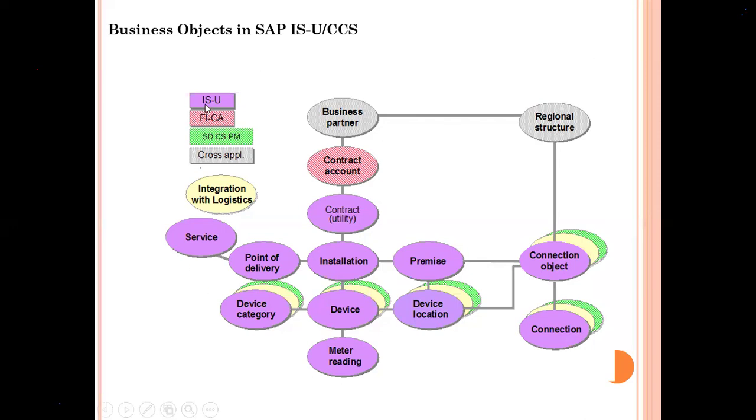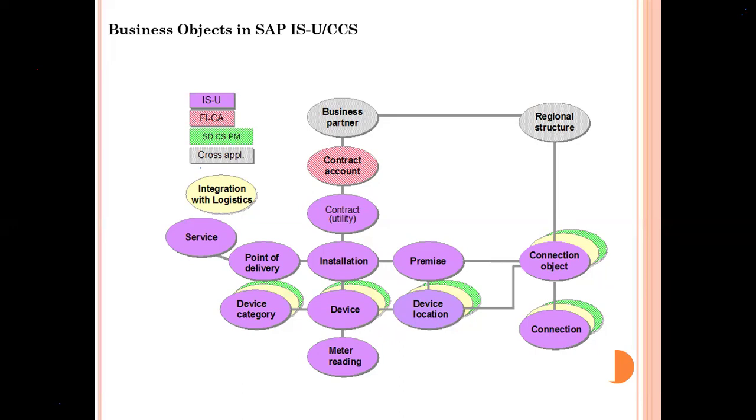Now you can see ISU components. All these are ISU components which are in purple color, but there are some components which are cross-functional. The business partner is already there. In SD, there are customers and vendors. And business partner identification is done through the address, and that address is coming from the regional structure. The regional structure provides the address and identification to the business partner.